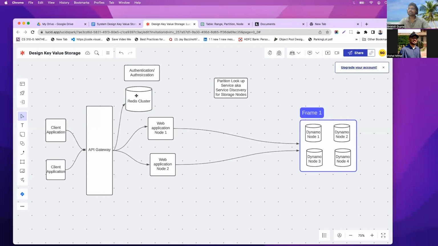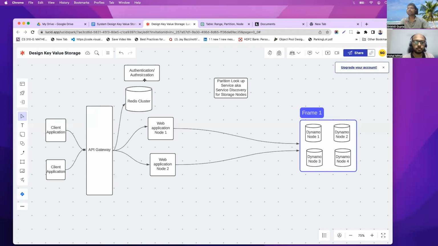There is an authentication and authorization service that I have created. This is just for authentication and authorization. I don't want to allow any XYZ client who has not onboarded with me to be able to persist and create a key value store in my system.